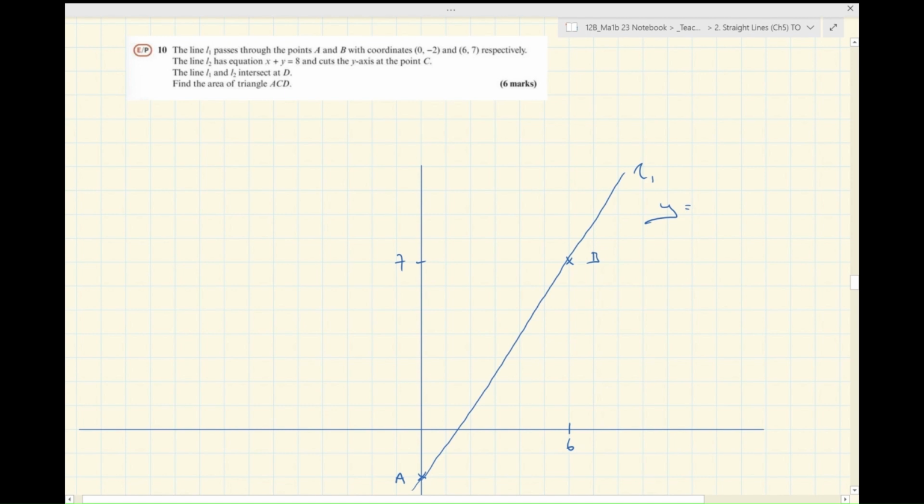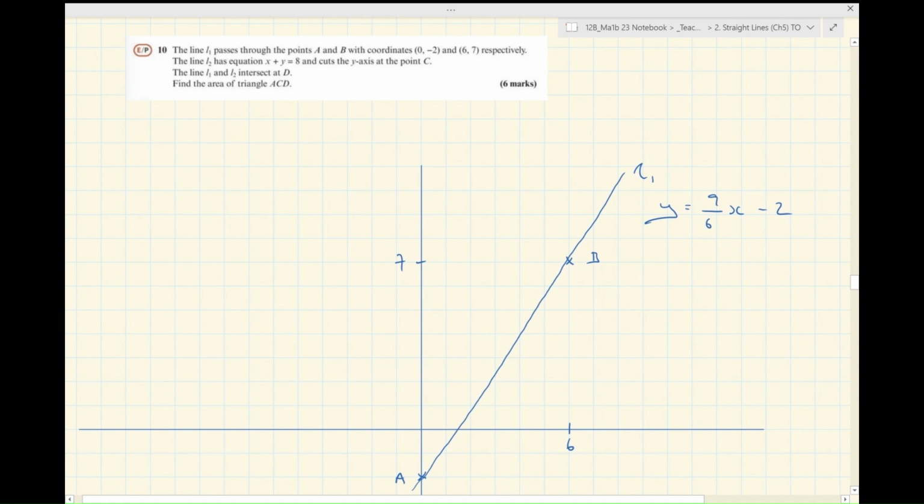Now I can see, really, just by inspection, that the equation of that line is y equals, now the gradient, the rise from A to B is 9, and the run is 6. So the gradient of that is 9 over 6, which I can simplify later. So the equation is y equals 9 over 6 x minus 2. So that's the equation of L1.